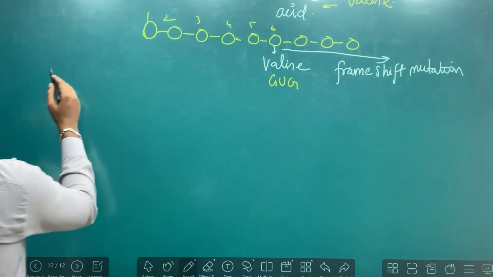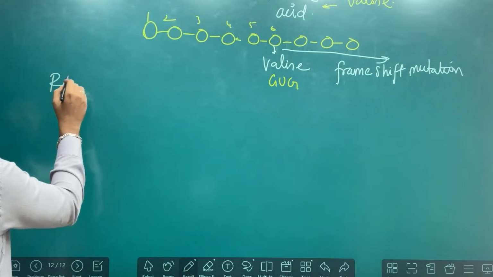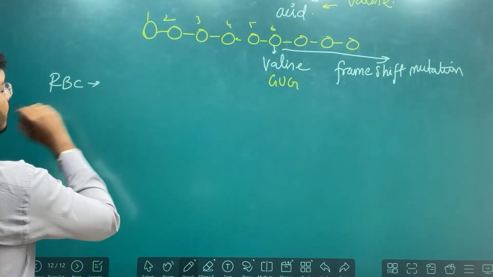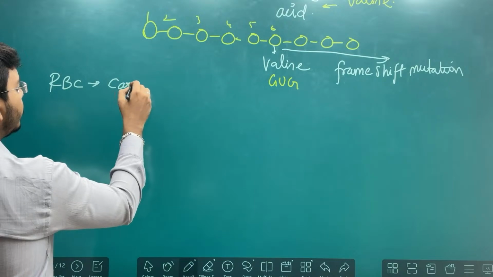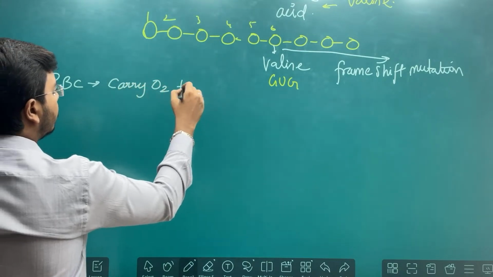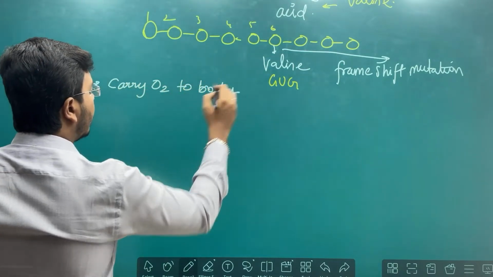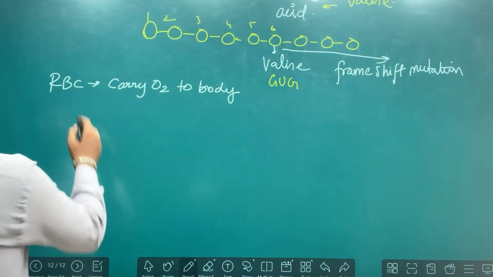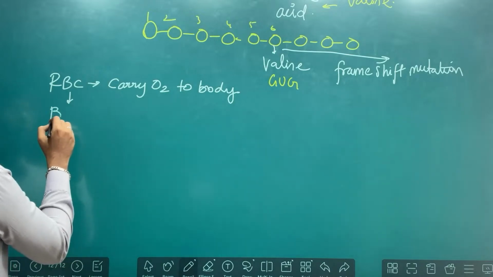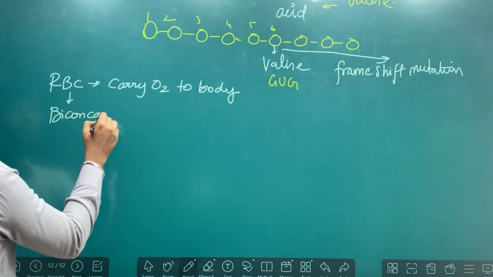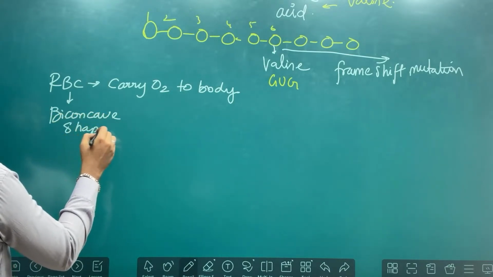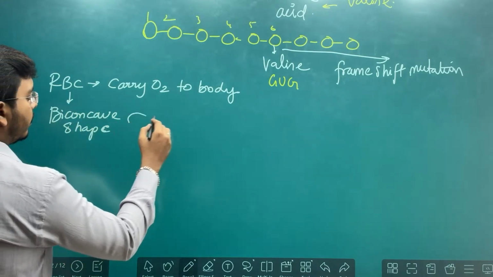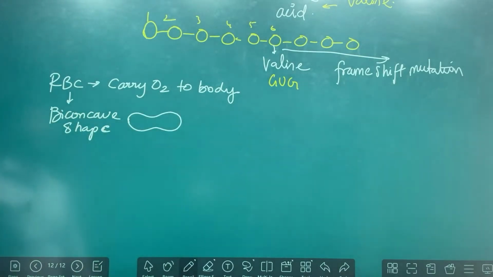role of your RBC. What is the actual role of RBC? What is RBC going to do? It is going to carry oxygen to your body. What is the shape of the RBC? It is biconcave shape. Right? So it looks like this, this kind of biconcave shape.